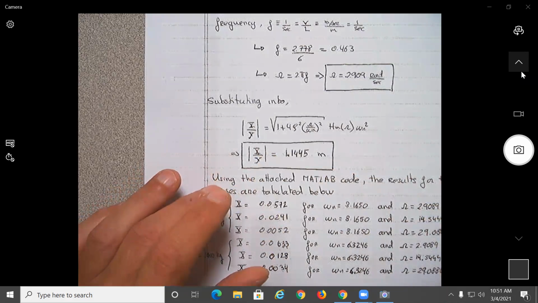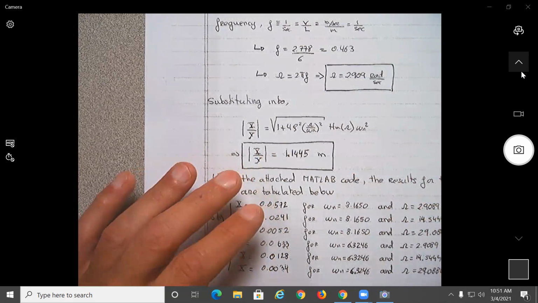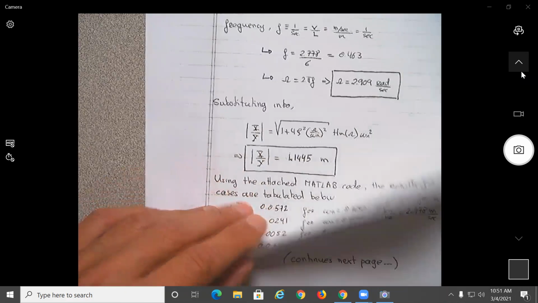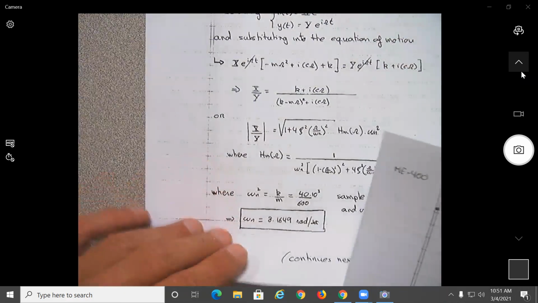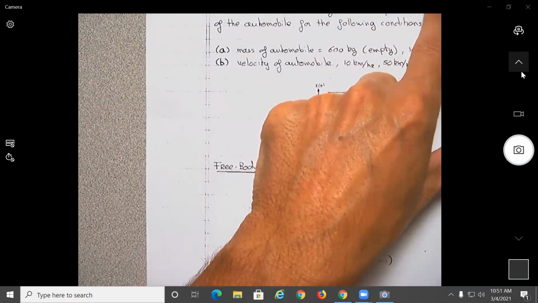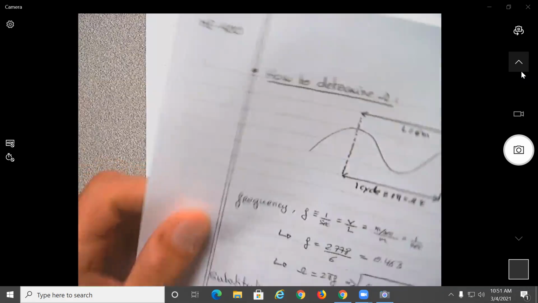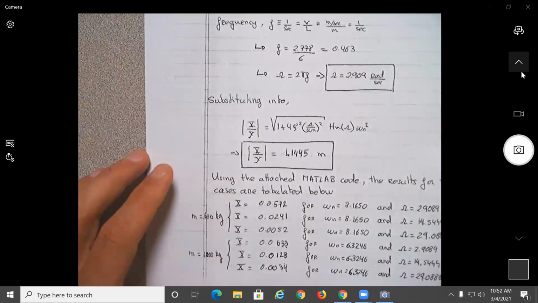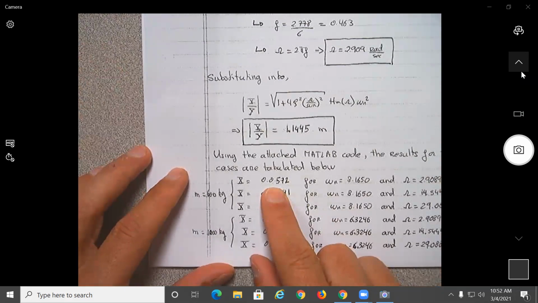What is this one? Trying to save this for you guys. So we know y over here, no? Yep. So we know y. We can find x for the different cases.